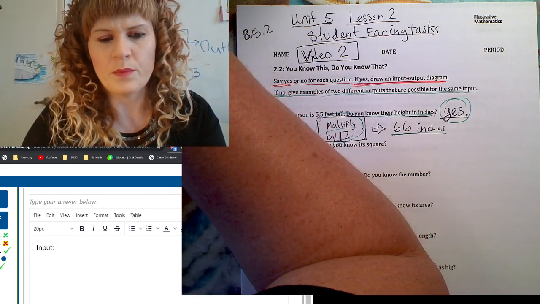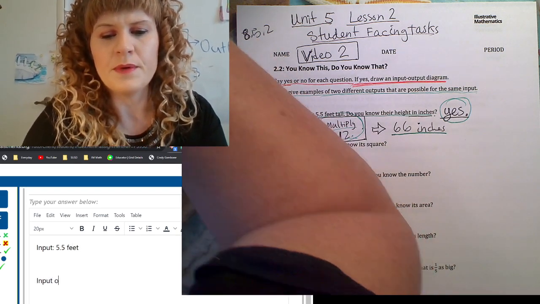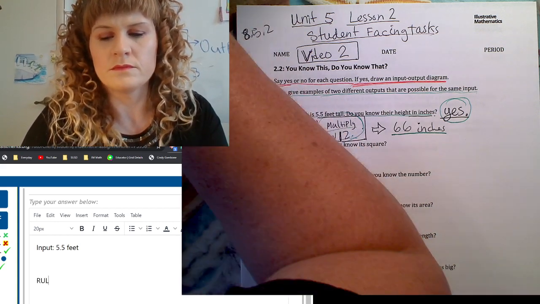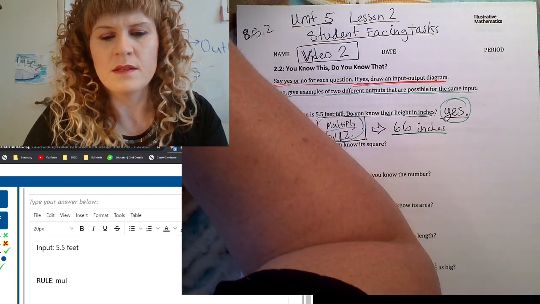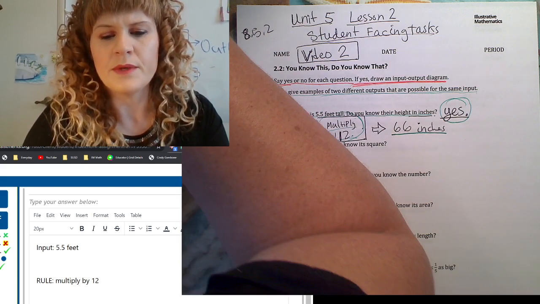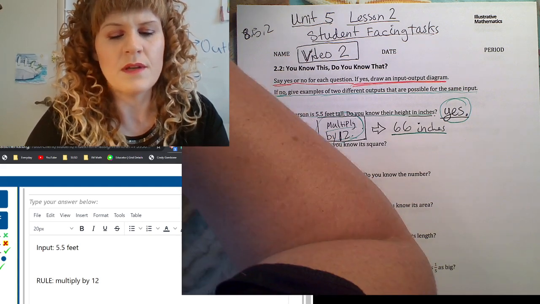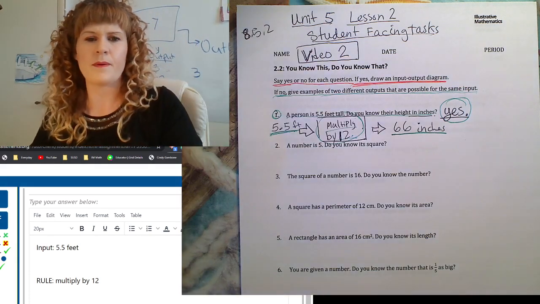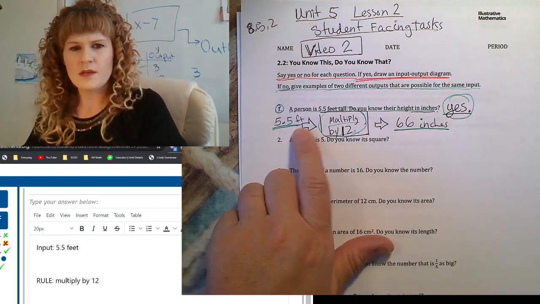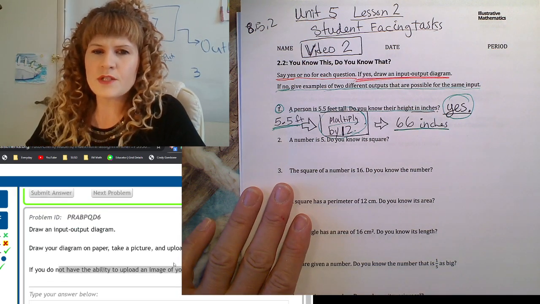The input would be 5.5 feet. The input-output rule, or let's just say the rule, is multiply by 12, and the output will be 66 inches. So please do not just type that my diagram is on my paper. No, I want to see something. So you can type it in like this: input, rule, output. But it is more fun to upload your picture.